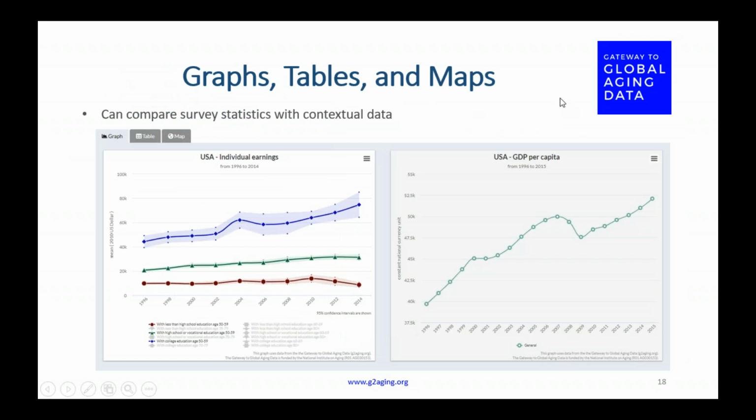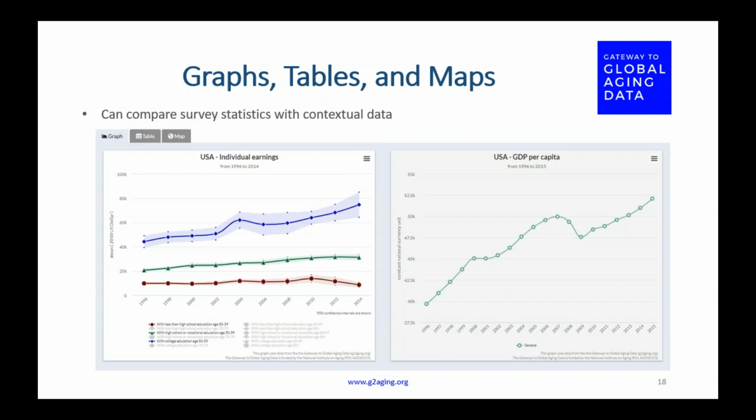And as I mentioned, we've built in contextual data which you can compare. So here on the left, you can see this is plotted for the United States between 1996 and 2014, and we plotted individual level earnings. And we've done this just for people aged 50 to 59. So these are people we expect to be kind of working age. You wouldn't normally expect someone to already be in retirement by age 59.